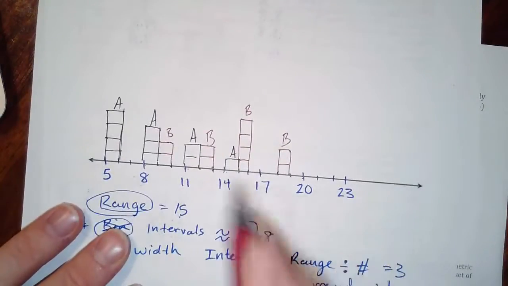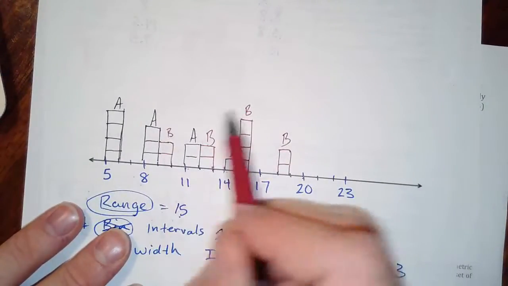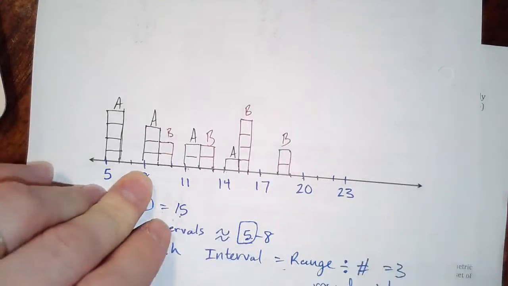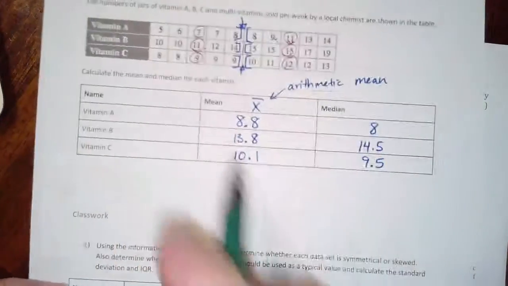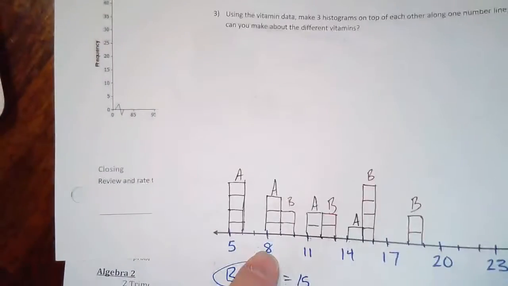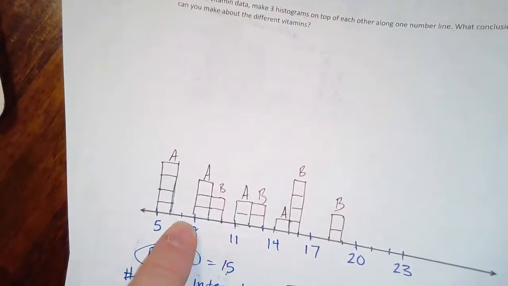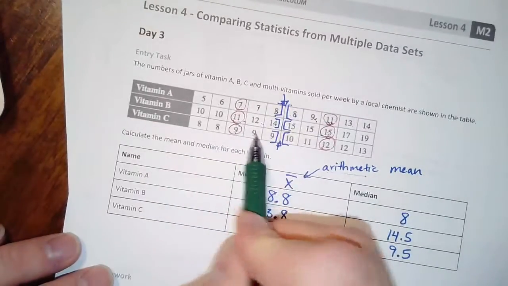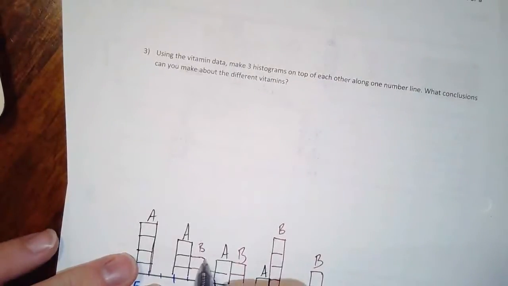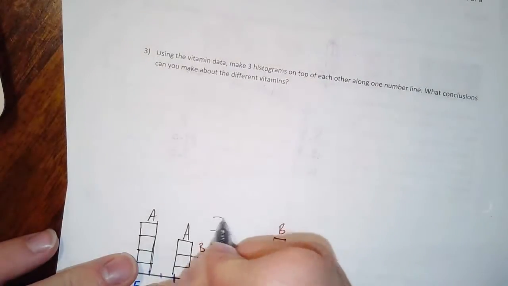Between 2 and 8, so 5, 6, 7. There are no 5 to 7s for vitamin C. But between 8, 9, 10, there's 1, 2, 3, 4, 5, 6. I've got to make 6 spaces high. 1, 2, 3, 4, 5, 6. This many between 8 and 11, and then there's that many numbers between 8 and 11.